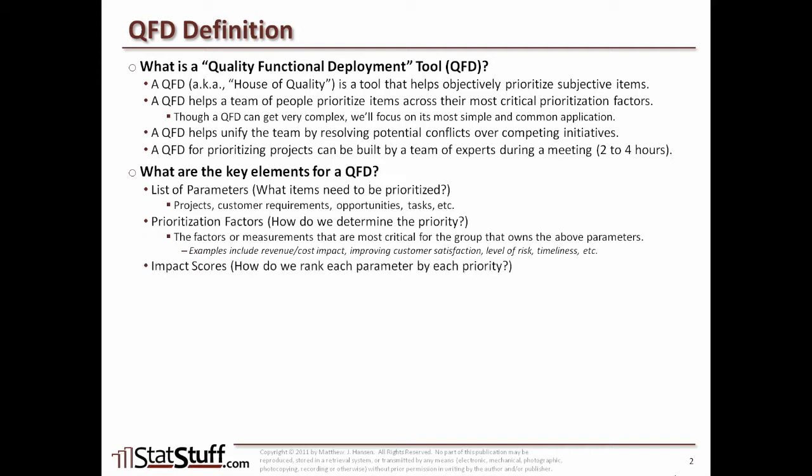The third element that I want to review that you would use as part of the QFD would be impact scores. Basically, how can we rank each parameter by each of those priorities? So the level of high, medium, or low, some sort of definition to determine the level of impact that the prioritization factor would have on the list of parameters.